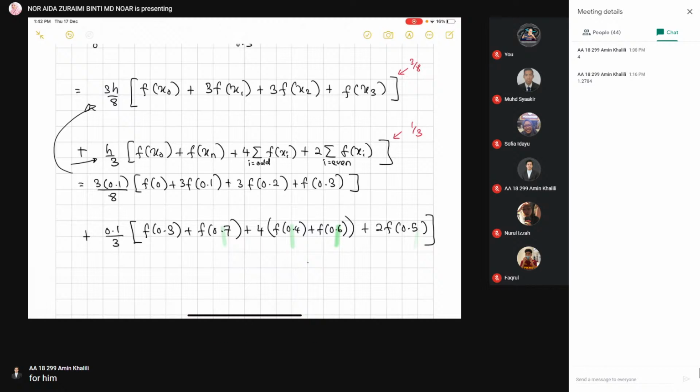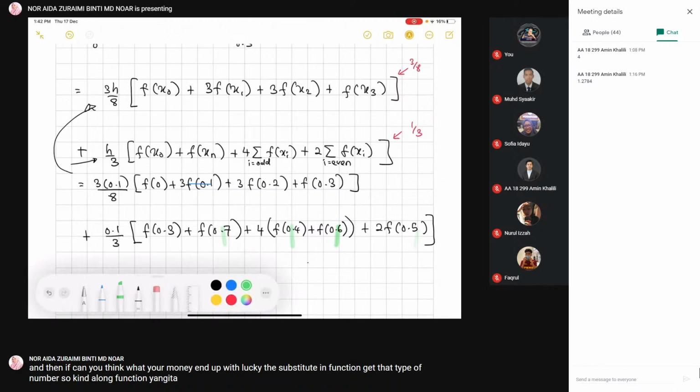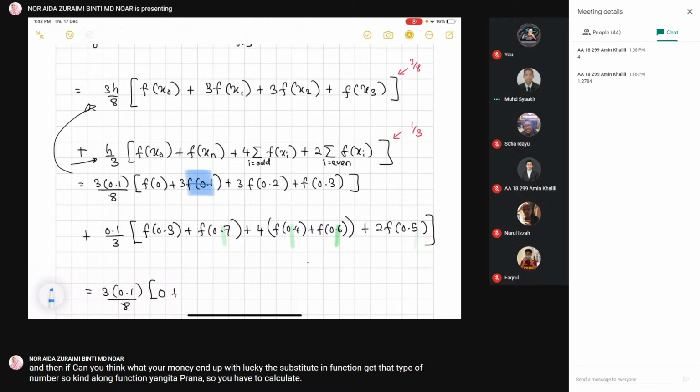Okay, now kita nak masukkan nilai. Masukkan nilai 3, 0.1 over 8. And then f(0) kita tahu 0 times, okay. 0.1 kita tak pernah kira lagi. You tengok yang mana yang tak pernah kita substitute in function. Kita tak pernah masukkan dalam function. Yang ni tak pernah, so you have to calculate. Yang ni you masukkan dalam function.